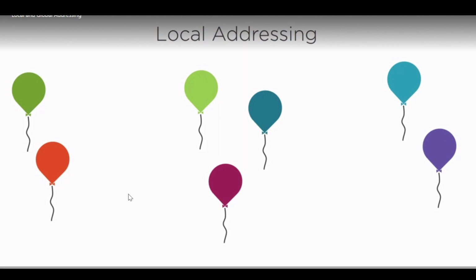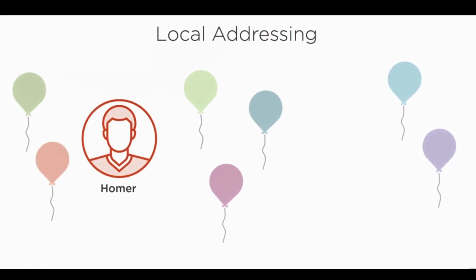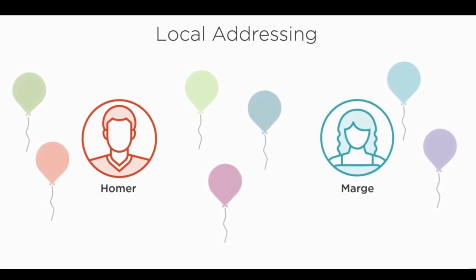We're at a party, all right? There's balloons flying. In walks Homer. Shortly after, a woman walks in. Homer sees this woman and says, "Oh my gosh, I have to go talk to this woman." So Homer walks over and introduces himself. He says, "Hi, I'm Homer." Marge says, "Hi, I'm Marge." And Homer and Marge begin a conversation with each other.